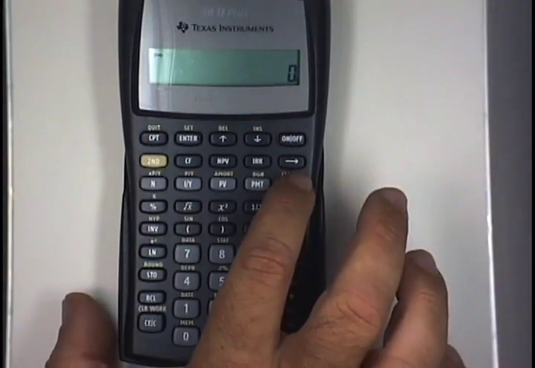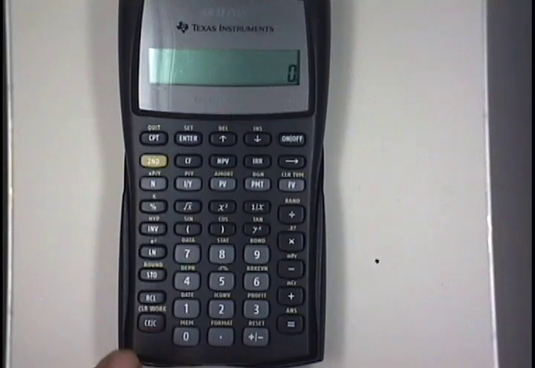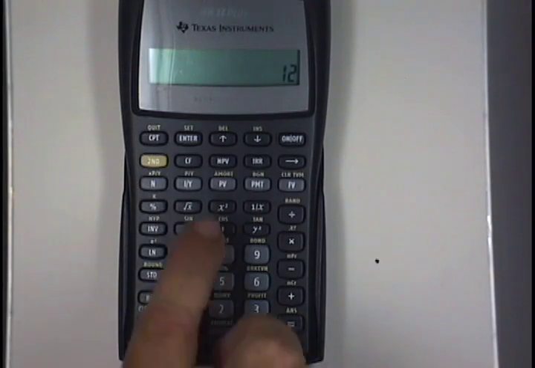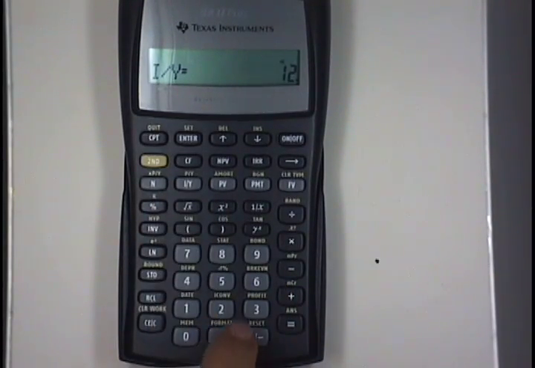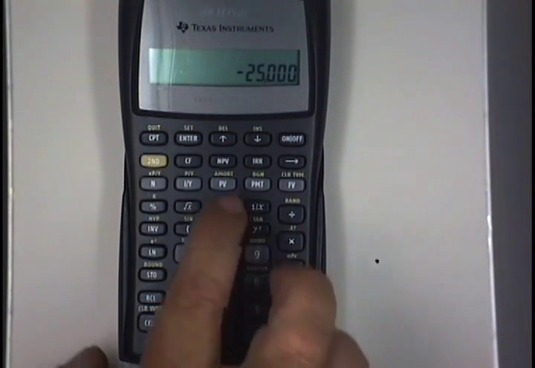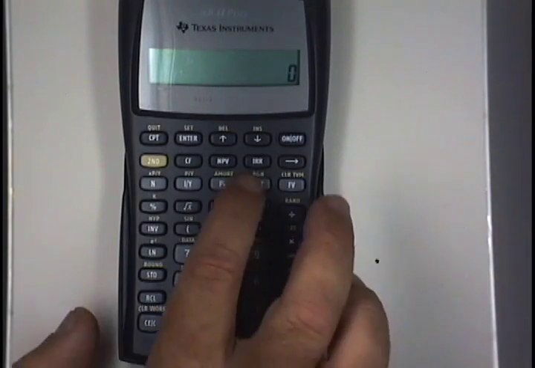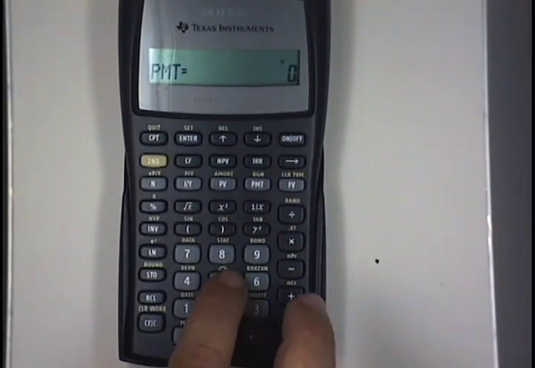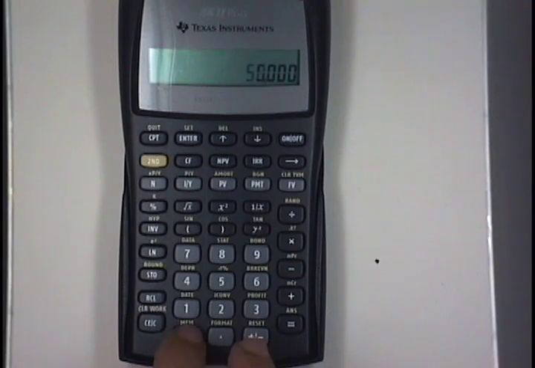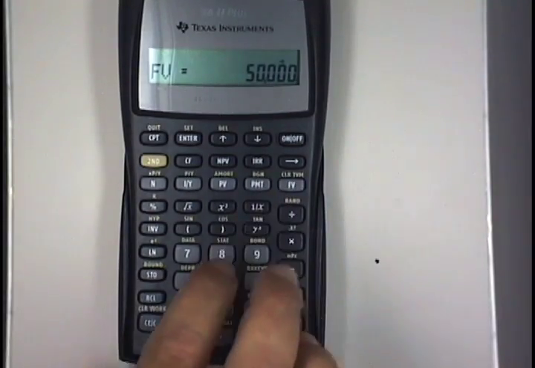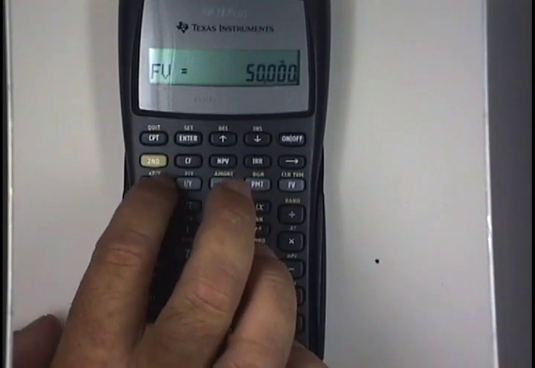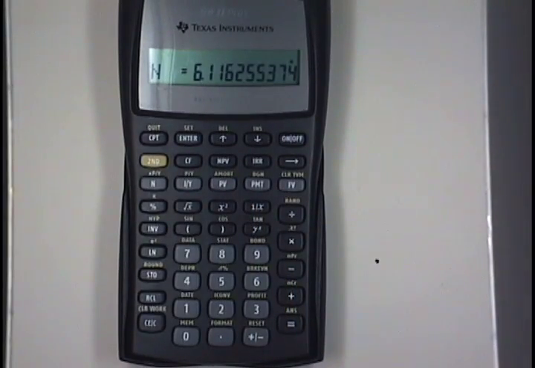Clear our time value of money. We have a 12% interest rate. We have a $25,000 negative present value or cash outflow. We have a 0 payment, and my future value will be $50,000. To solve for my time frame is 6.1 or 6 periods.